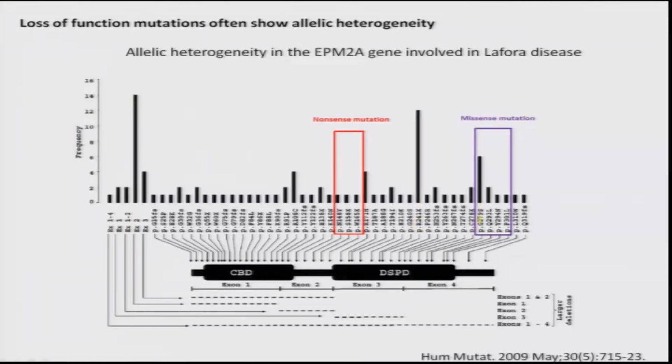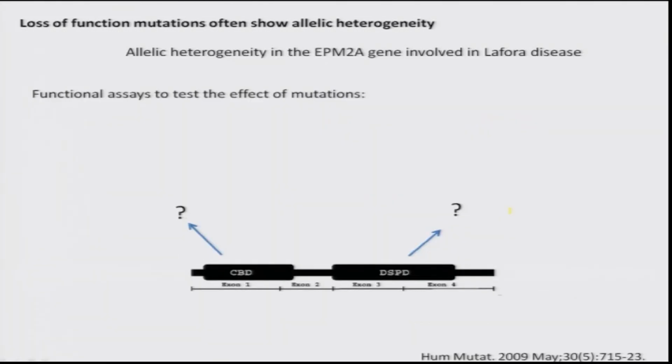And let us look into these 2 classes. You have, for example, 3 different mutations, all of them nonsense mutations, and for example, here all of them are missense mutations. So, what we are trying to say is, regardless of what mutation you see, they would lead to what you call a loss of function effect.